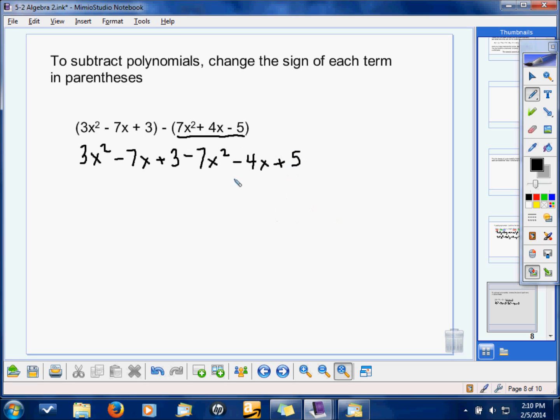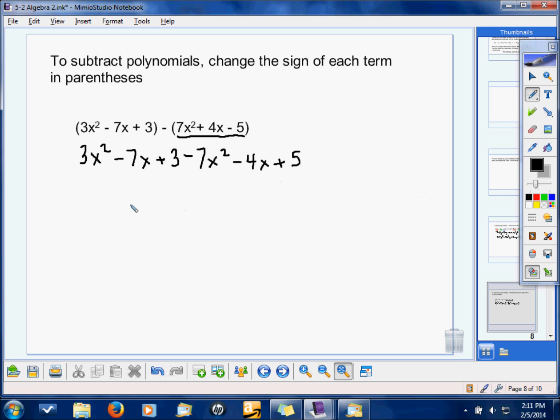Now sometimes, if you are finding yourself able to do this in your head, that's great. But if you're finding yourself consistently getting practice problems incorrect, this will clear up every problem you may have had. Always, always, always, after the minus sign, you have to change the signs of everything in that polynomial.